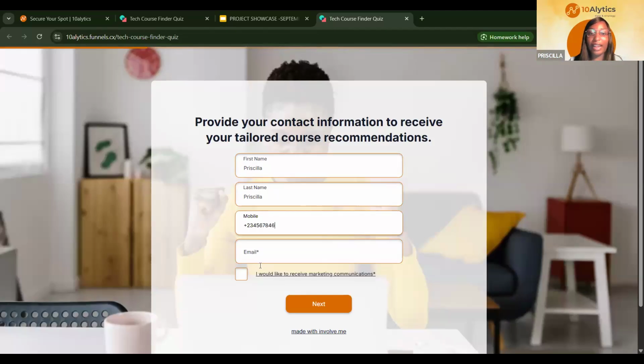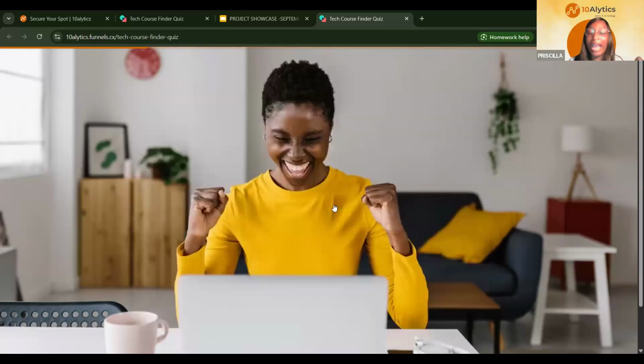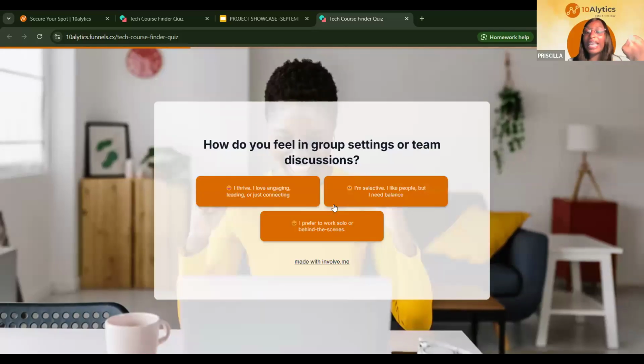All right, then I'm also going to put in my email address. So it's just going to ask you to put in your email address. Just do the same, then check the box that says I would like to receive marketing communication and click on next. So it's going to ask you, how do you feel in group settings or team discussions?